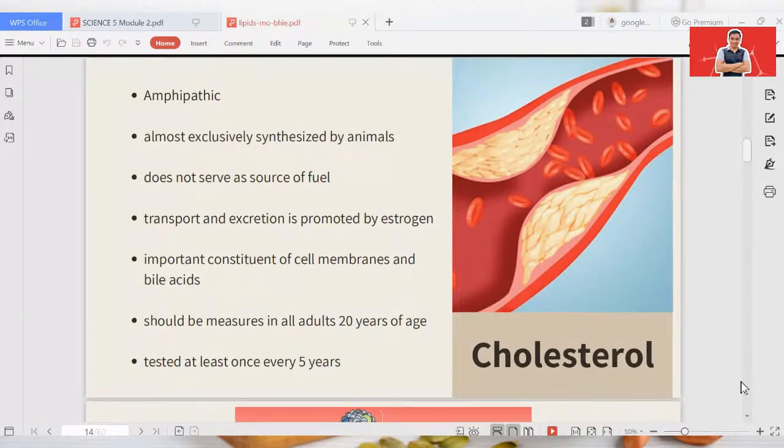Cholesterol should be measured in all adults 20 years of age, tested at least once every 5 years. It is important na magpa-check when you are young pa kasi since clogging of the arteries is a gradual process that takes many years. Total cholesterol should be measured at least every 5 years starting at age of 20 and more often if you have a family history of high cholesterol.